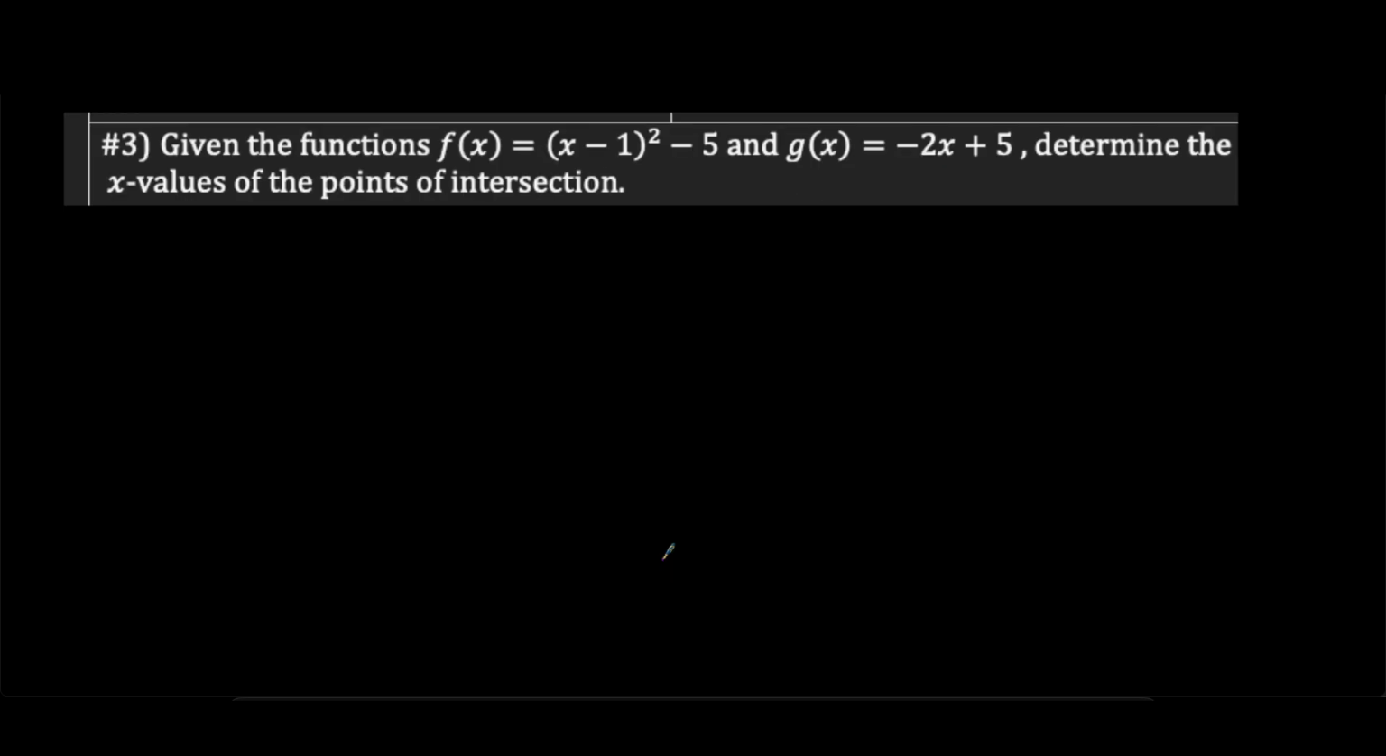For number 3, same idea. It says given the function f of x equals x minus 1 squared minus 5 and g of x is -2x plus 5. Determine the x values of the points of intersection. So this is what I've been talking about. Get two equations. My first equation is going to be f of x, and my second equation already has it broken apart, is going to be g of x. And then you're trying to figure out wherever they cross. Be mindful, it's asking for just the x values for this. So make sure that you just put the x values in your answer.